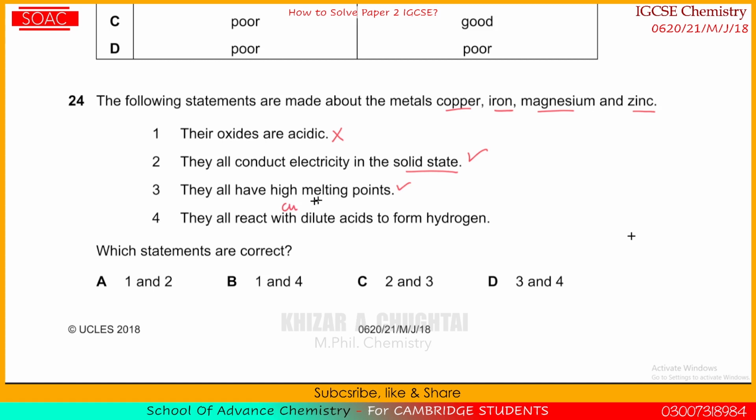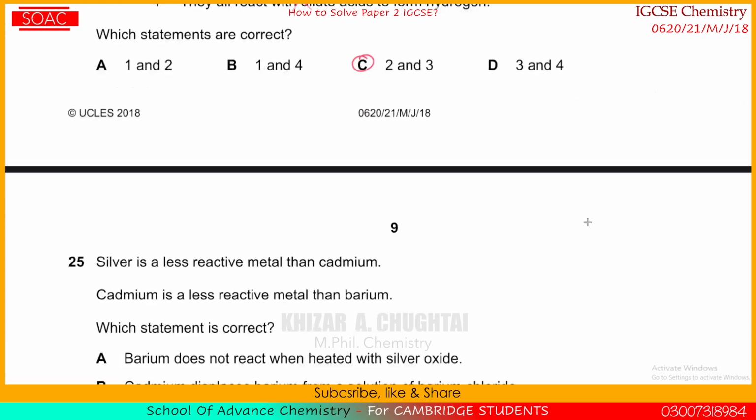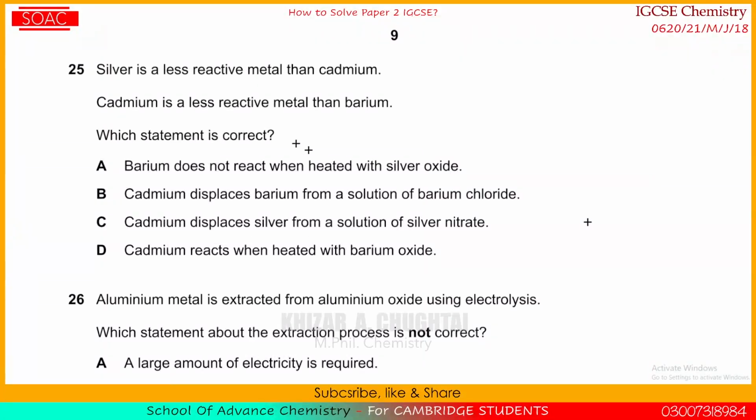No, again, copper does not react with the dilute acid. So 2 and 3, C is the correct option. Question number 25. Silver is a less reactive metal than cadmium. Cadmium is less reactive than barium. So barium is more reactive than cadmium, and cadmium is more reactive than silver. This is the possible reactivity series of these three metals.